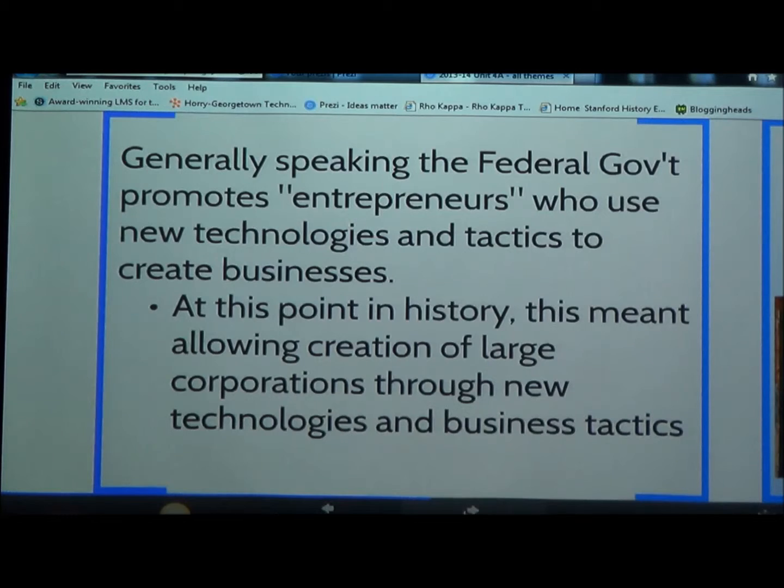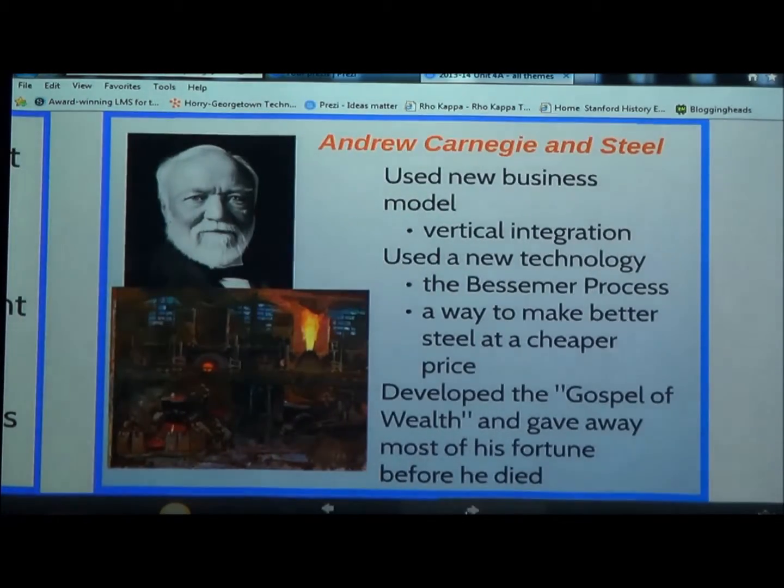But generally speaking, the federal government promoted entrepreneurs, allowing entrepreneurs to use new technologies and tactics to create businesses. And at this point in history, this means allowing the creation of large corporations through new tactics and new technologies. And up until 1904-ish or so with Teddy Roosevelt, this meant allowing monopolies to exist. Some of the more famous monopolies are exemplified by Andrew Carnegie and John Rockefeller.